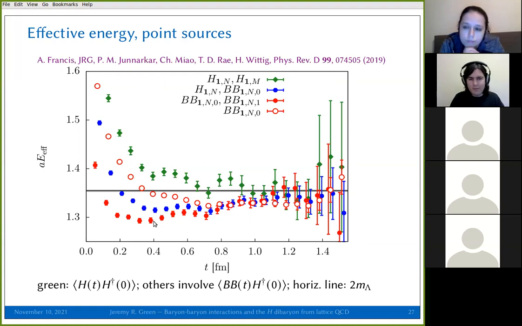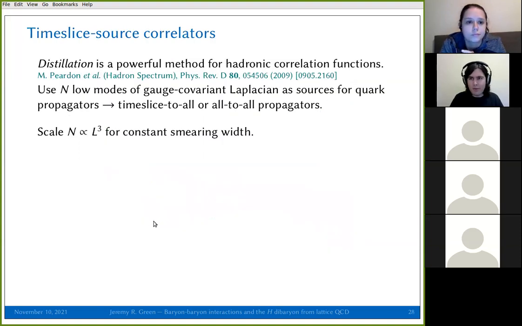But from this, we really decided that, okay, these baryon-baryon operators are important. And so we invested the effort to develop a new methodology that allows us to use these at the source as well and have these positive definite correlation matrix.